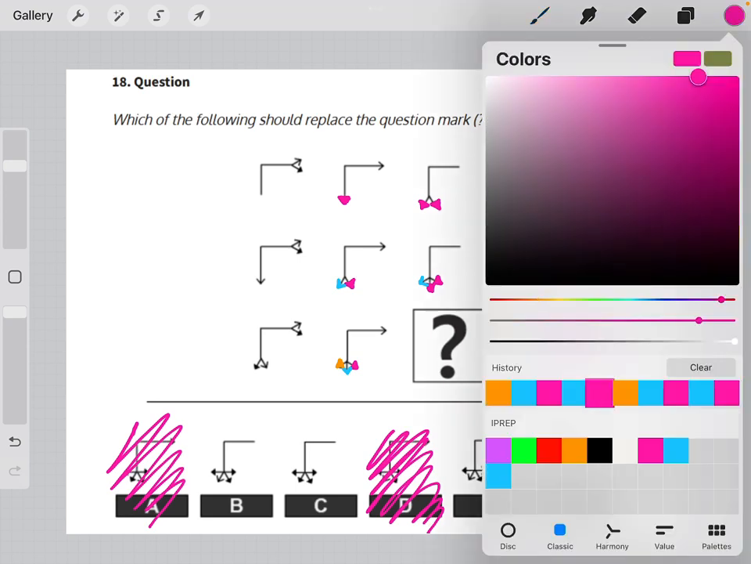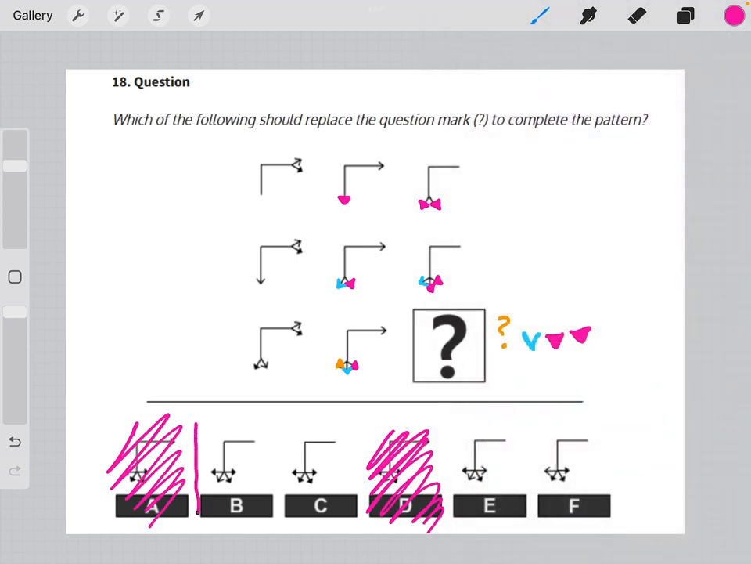If we look at all of our answer choices, we can see that B is the only one that matches the pattern of thick, thick, thin, and then new arrow on the left.